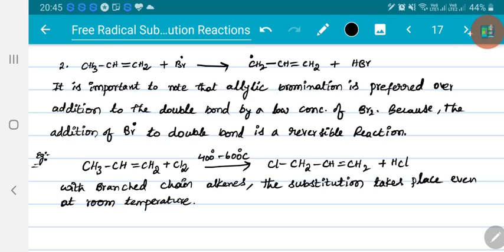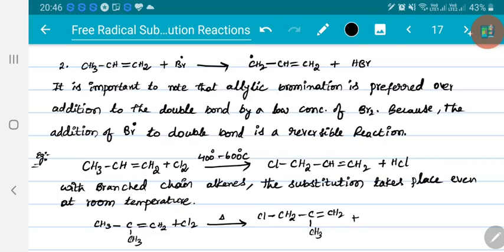Right. So let me continue with this. So if you take a substituted alkene, when we have taken substitution, then the reaction occurs more readily. Even this occurs at room temperature. Now the product is, chlorination at high temperature on heating. Now the product is Cl-CH2-C(=CH2)-CH3. So this is allylic substitution.